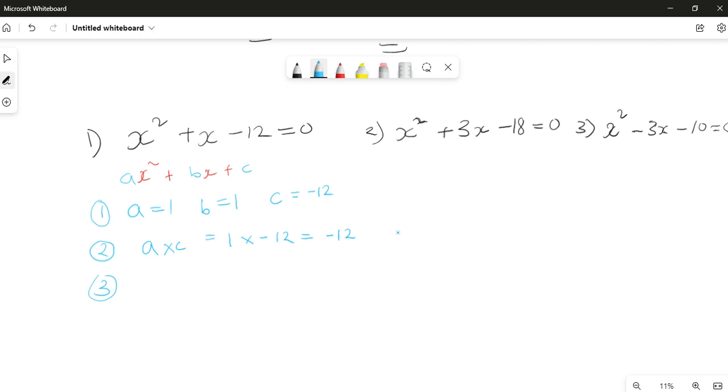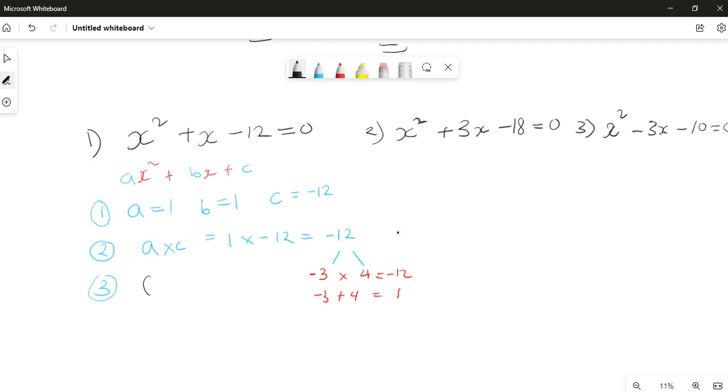So let's look at factors of 12, right? So we can use these factors of 12, 3 and 4. All right, let's make our 3 negative, right? Negative 3 times 4 gives you negative 12. Negative 3 plus 4 gives you positive 1. So we've got our two factors, negative 3 and positive 4.